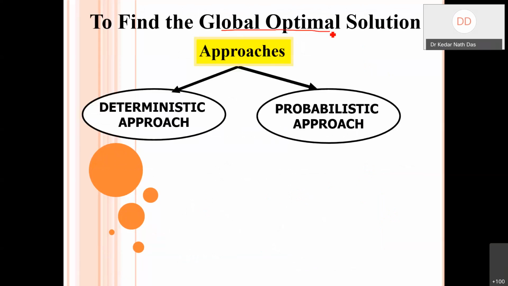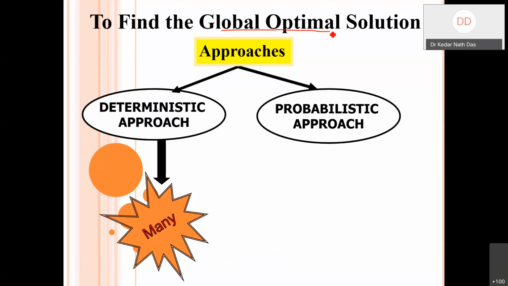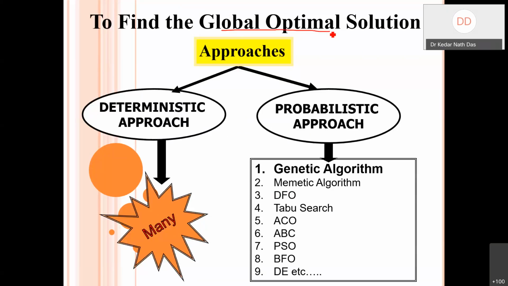One is the deterministic approach, and the other is the probabilistic approach. Of course, the deterministic approaches include all those techniques which we read in the books. These are the traditional methods. But in probabilistic approaches, there are endless, quite a large number of optimization techniques developed, like genetic algorithm, memetic algorithm, Drosophila food search optimization, tabu search optimization, ant colony optimization, artificial bee colony optimization, particle swarm optimization, bacterial foraging optimization, differential evolution, etc. So many more are there.